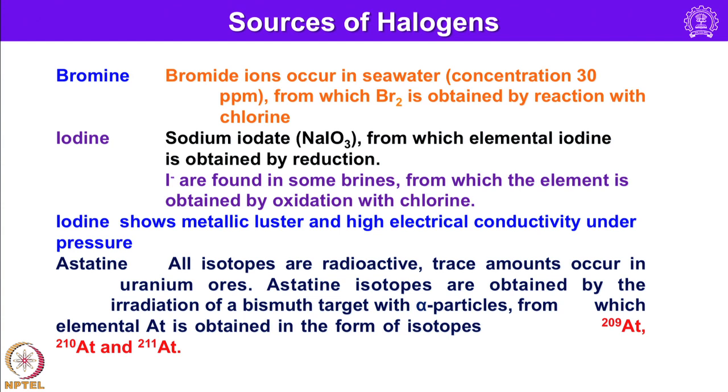Iodine shows metallic luster and high electrical conductivity under pressure, and astatine is essentially radioactive, and all its isotopes are also radioactive. Trace amounts of astatine occur in uranium ore, and of course, the uranium ore pitchblende is the source of many radioactive elements that we see in the periodic table. Astatine isotopes are obtained by the irradiation of a bismuth target with alpha particles, in the form of isotopes such as 209, 210 and 211.